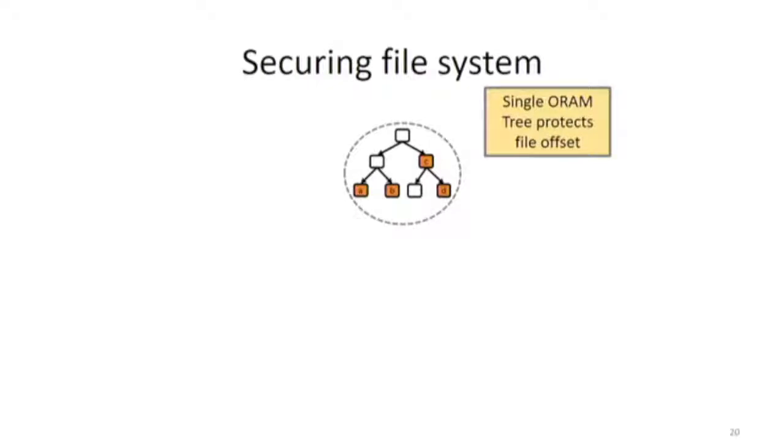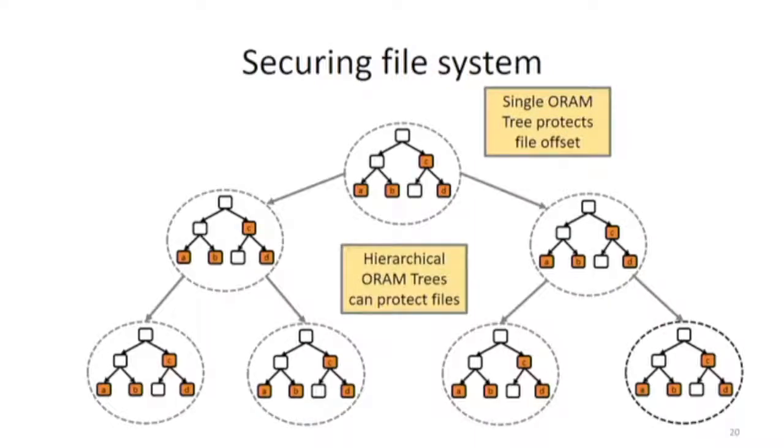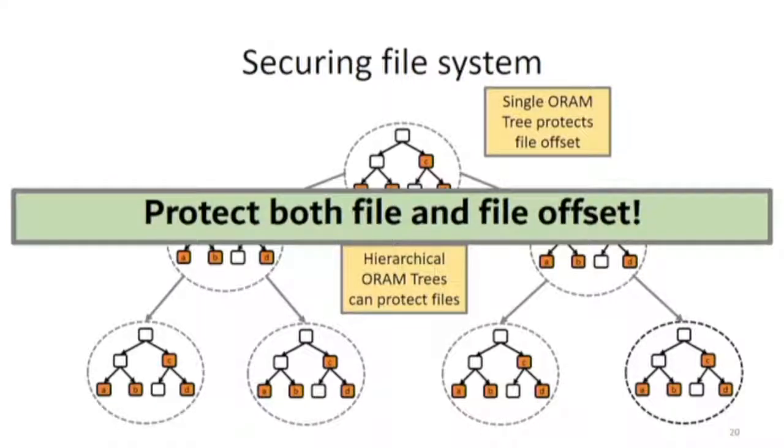So each file is an ORAM tree. Each file is broken down into smaller blocks. For example, let's say this file has 4 blocks. We break it down into 4 different blocks and create an ORAM tree out of it. This single ORAM tree is going to protect the file offset, because whenever you access a specific offset, we ensure that you do one ORAM access. Then we have a hierarchical ORAM tree layout where each individual file is again an ORAM tree. Using the single ORAM tree, you can protect the file offset. Using the second tier ORAM tree, you can protect what file exactly was accessed, because then you can do another ORAM operation on the larger tree. So at the end of the day, we protect both the file and the file offset as a result of this.